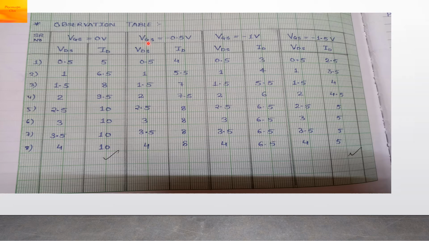Again we change VGS to minus 0.5 volt. Repeat the same thing. We change the VDS and note down the drain current. Again the drain current becomes constant at 8 milliamperes. So this way we take the readings again for VGS equal to minus 1 volt and VGS equal to minus 1.5 volt.